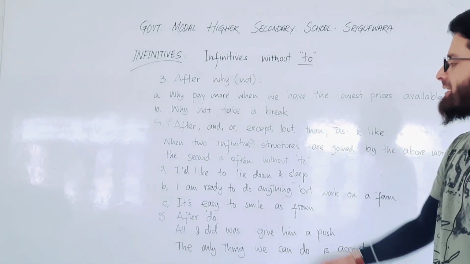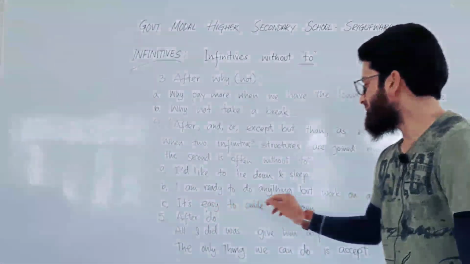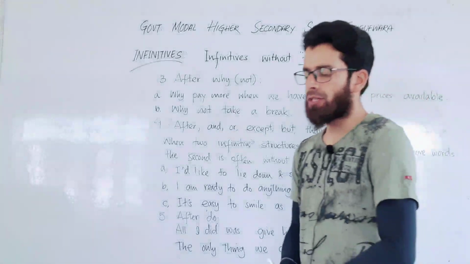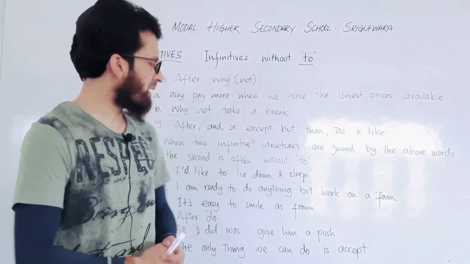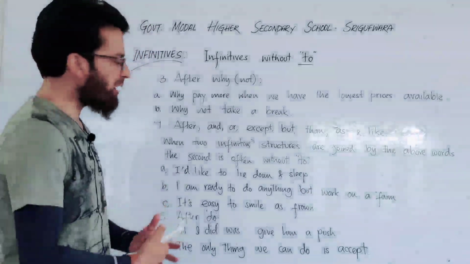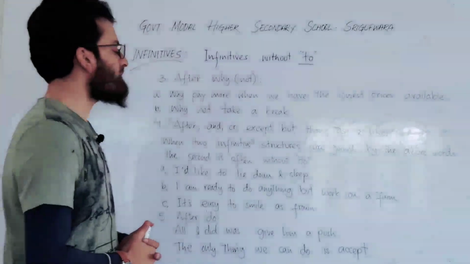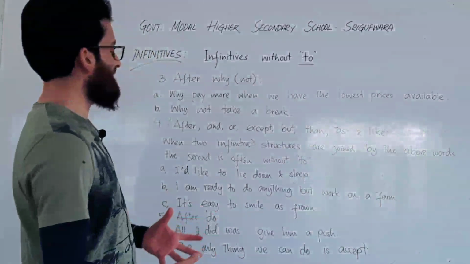And in the third sentence, it is easy to smile as frown. It is most appropriate to say it is easy to smile as frown, not it is easy to smile as to frown.